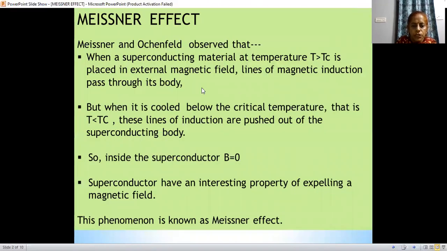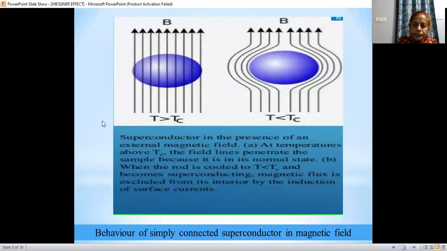Now I am changing the situation. What I am doing, I am cooling the material so that temperature is below Tc. What change occurs? As the temperature is less than Tc, my material will now be a superconductor because temperature is less than Tc. What is the change in the phenomena? Now, it has been observed that magnetic lines are only in the outer region. That means they are excluded from the interior of the specimen.